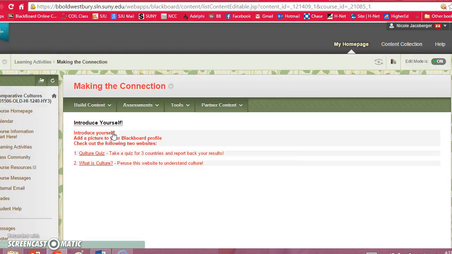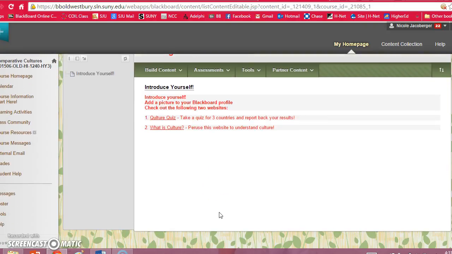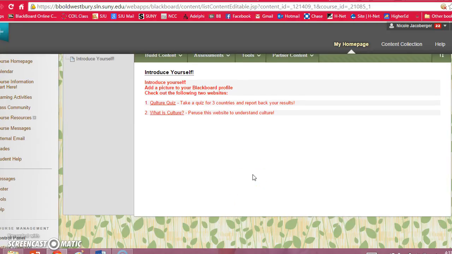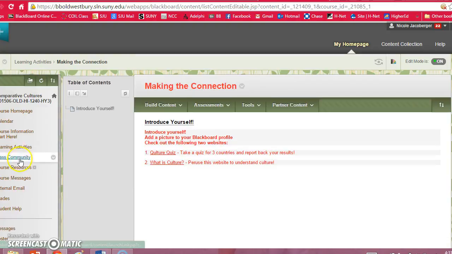Here is what I call making the connection, and they will take something called a culture quiz. They're going to choose 3 countries to take a culture quiz for, and the quiz basically asks simple questions, but these questions are very hard to know if you don't know much about the culture. And the students will really, I think, understand how little they know about other cultures. Unless they really do, they may know a lot about other cultures. But it will be a bit of an eye-opener for how much they know. And then this, What is Culture? This is a great website that really explains what makes a culture.